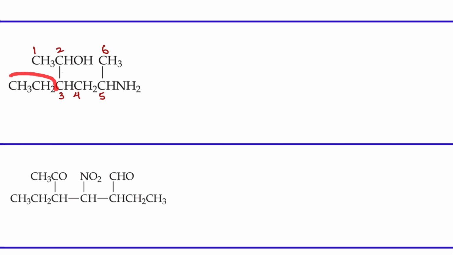And here this is a branch, this is also a branch. Prefix names we have to use. The prefix name of NH2 is amino. This is ethyl, only alphabetical order. So 5 amino, 3 ethyl, hexane, 2 ol.